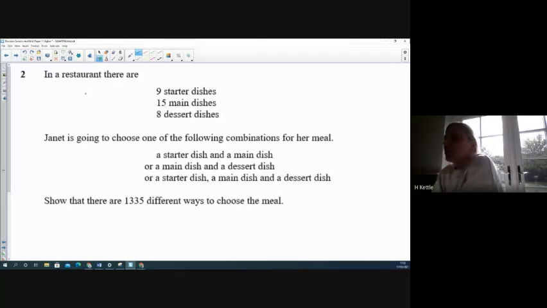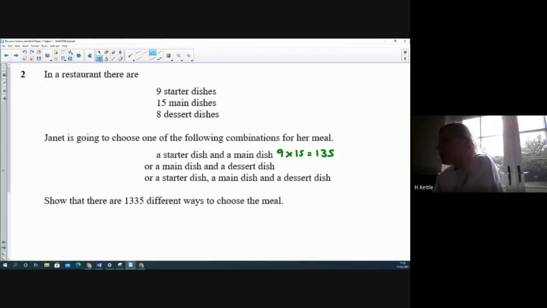So that would be my answer for that one. Quite nice and straightforward. We just have to multiply the options together. Slightly more difficult version. In a restaurant, there are 9 starters, 15 mains, and 8 desserts. Janet's going to choose one of the following combinations. So she might have a starter and a main. Now, if she does a starter and a main, that would be 9 times 15. So how many different ways can she pick a starter and a main? Well, 9 times 15 is 135. So there's 135 different combinations of starter and main.